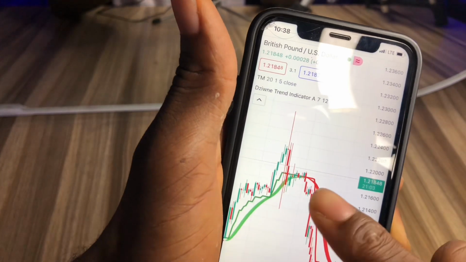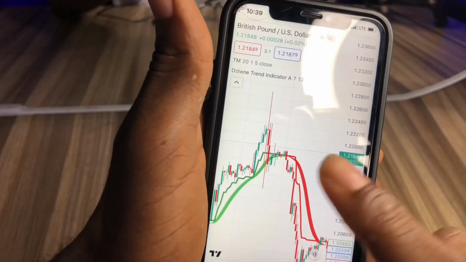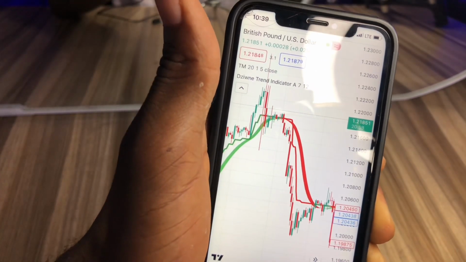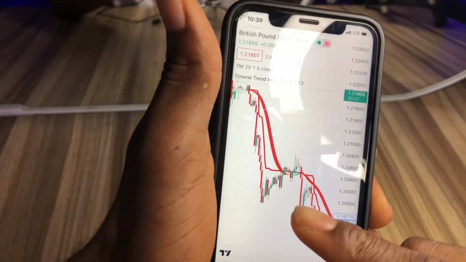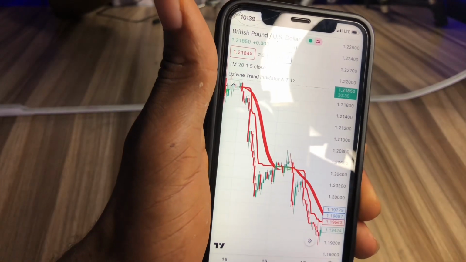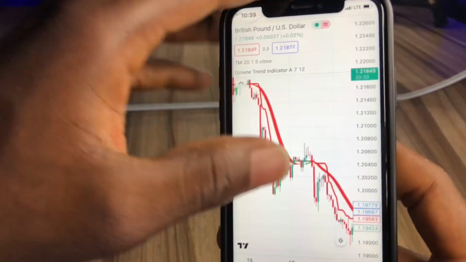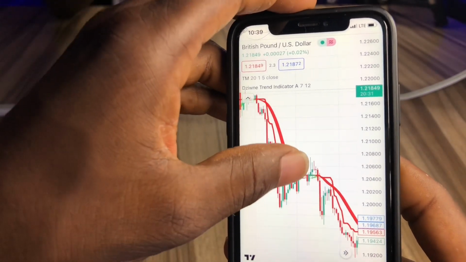Now when we start noticing signs of price going below the Dizwin and the trend magic, we can go ahead and take in those sell spots in the market. You can go ahead and close your trade when you're seeing price trying to bypass the Dizwin and the trend indicator. You can see that right here. Something like that was happening right here.